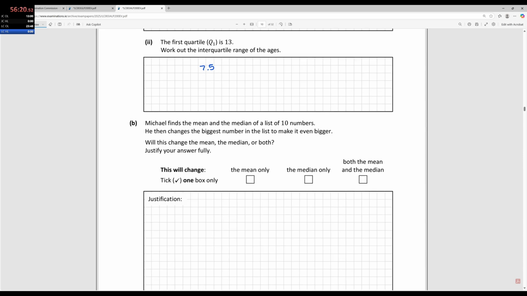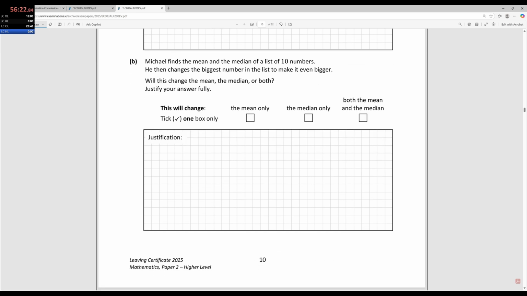Michael finds the mean and the median of a list of 10 numbers. He then changes the biggest number of the list to make it even bigger. Will this change the mean, the median, or both? It wouldn't change the median, but it would change the mean. Justification: median is still in the middle, because the biggest one is just bigger. The mean comes from the sum of all the numbers, so that's why that one would change.